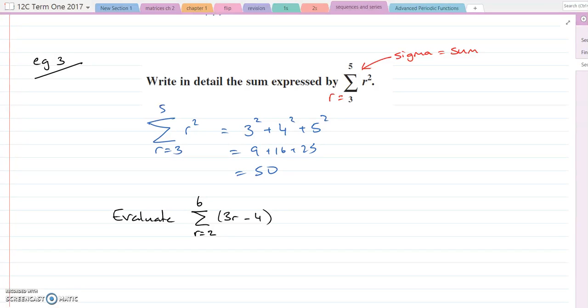Okay, you've paused, you've done it. Alright, so this is the sum. Start with r equals 2, so we've got 3 times 2 minus 4 is 2. That's the first term. Then we go to 3. 3 times 3 is 9 minus 4 is 5. And the next number, r is 4, so 3 times 4 is 12 minus 4 is 8, and so on.